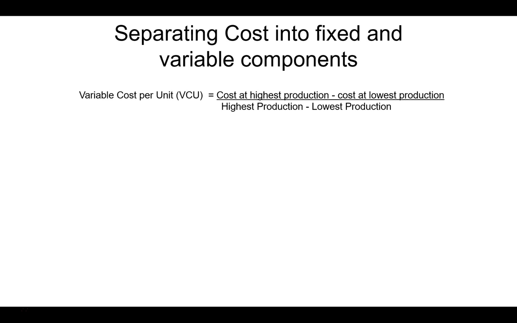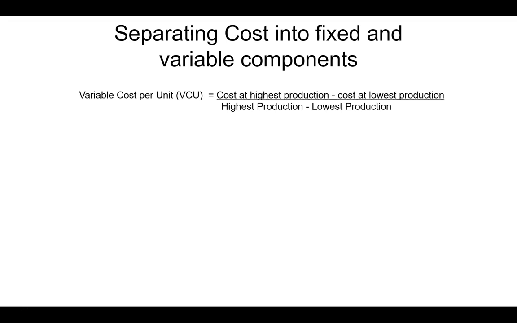Now, the elements in this semi-variable cost, that is the element of the fixed cost and variable cost, are different from the fixed and variable costs we've been talking about earlier on. If we take a semi-variable cost, we said it's made up of a fixed cost and a variable component. Now, how do we know how much of our semi-variable cost is the fixed element and how much of it is the variable element? To work this out, we use this formula.